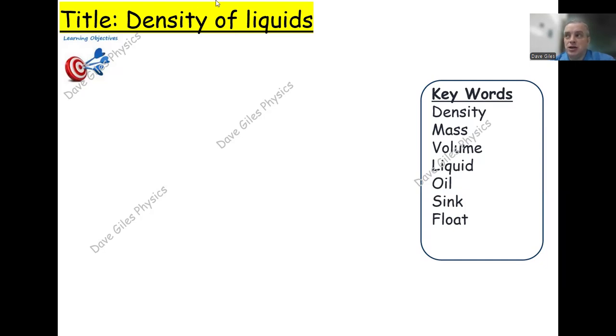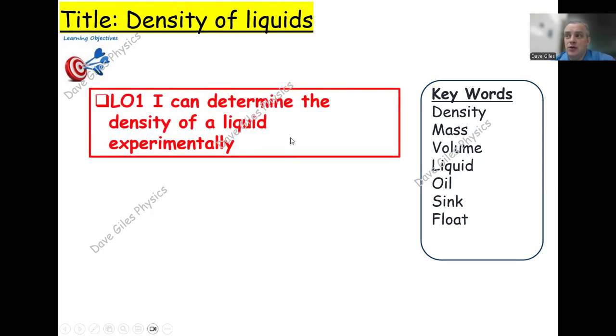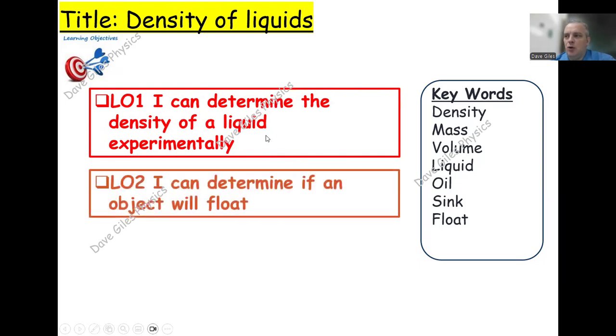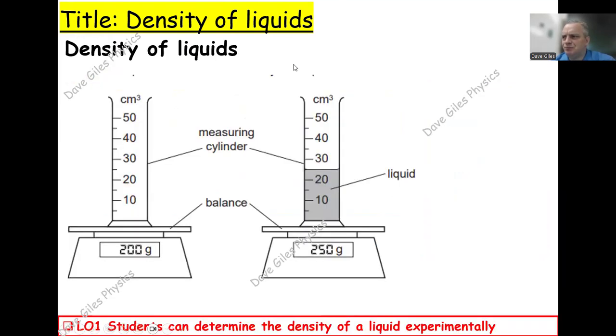Motion, force, and energy in a day, and we're looking at density of liquids. I want you to determine the density of a liquid experimentally, or at least describe how you would, and determine if an object will float. This is going to be a fairly short lesson because if I was teaching this in a classroom, there'd be a lot of practical involved. So it's more going to be talking you through briefly how you would do the practical instead.